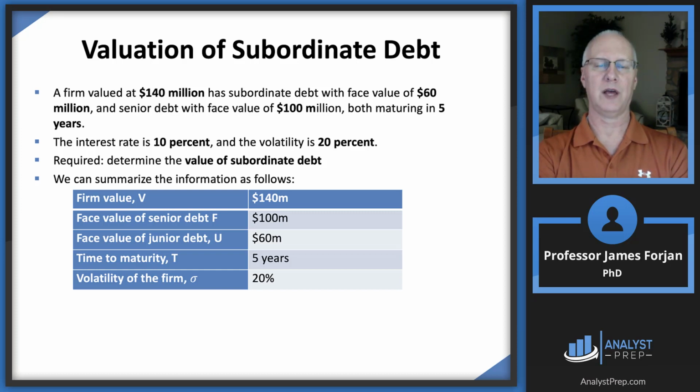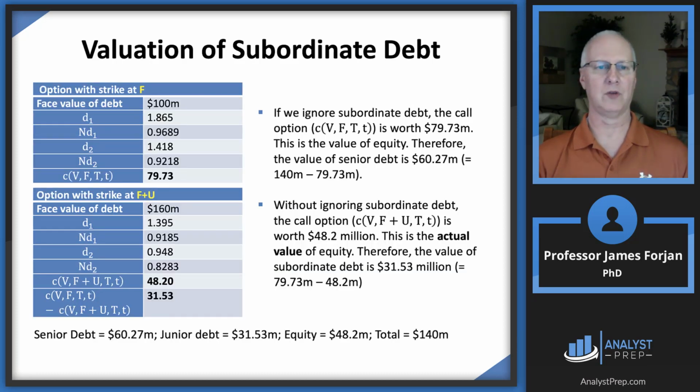The firm is valued at 140. Now, this firm has issued 2 bonds, one with a face value of 60, one with a face value of 100. Remember, those are not market values. So don't think that the 140 has to equal the 60 plus the 100, which gives you 160. What we're doing here in this Black-Scholes-Merton model is market values. So we're essentially going to compute those two market values, and this is what we do here.